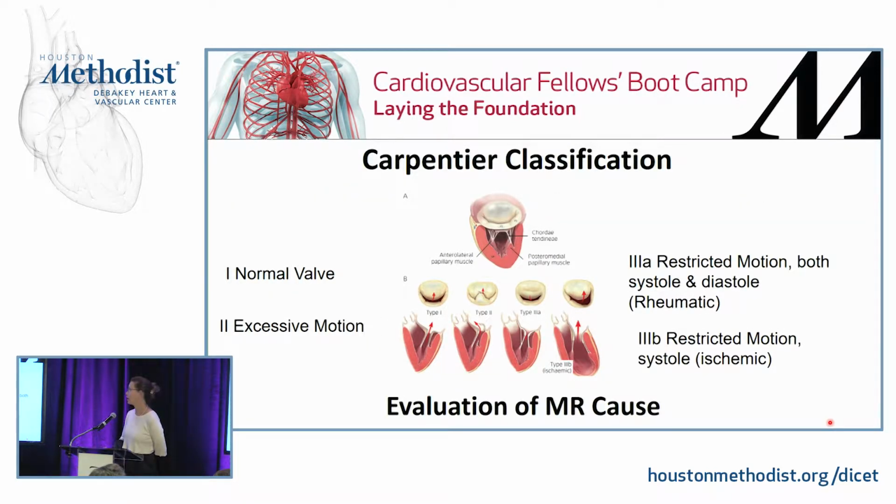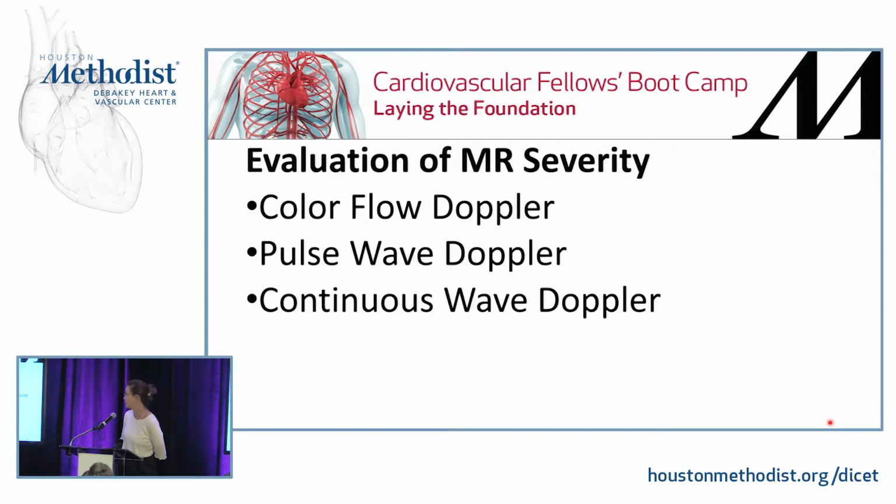The Carpentier classification is what everyone uses to evaluate the cause of MR. Class 1 would be a normal valve. Class 2 would be excessive motion of one leaflet, so that would be the prolapse or flail. Class 3A is restricted motion of the leaflets, both in systole and diastole, which would be due to rheumatic disease. Class 3B is restricted motion during systole, which would be due to ischemic disease.